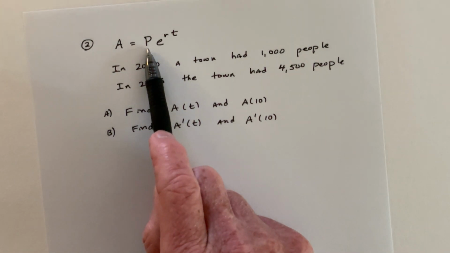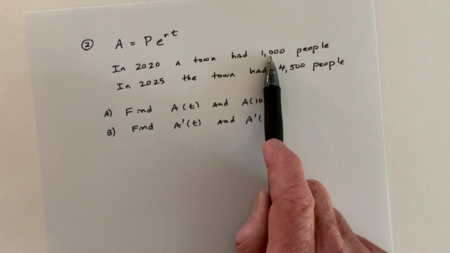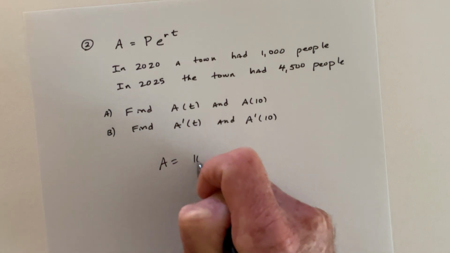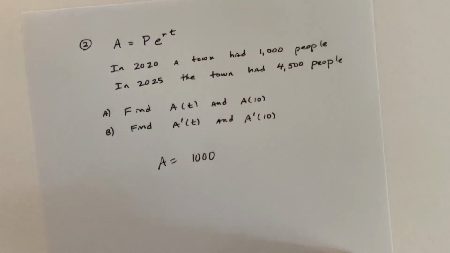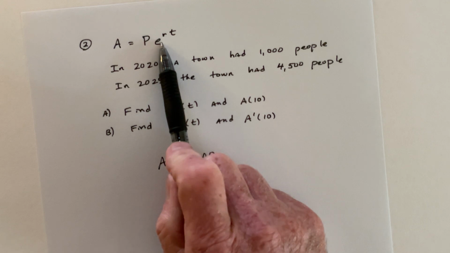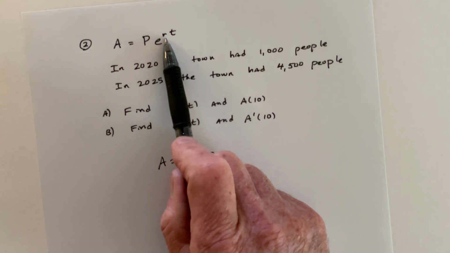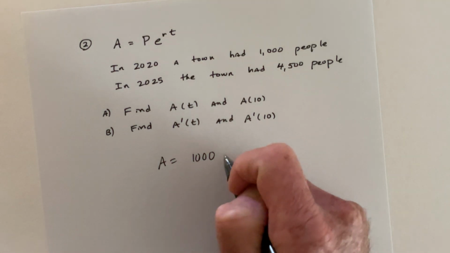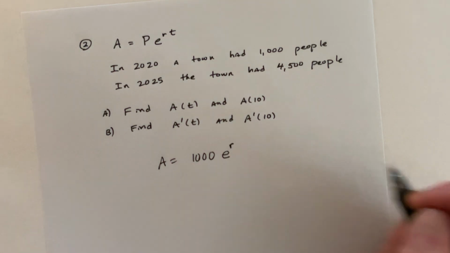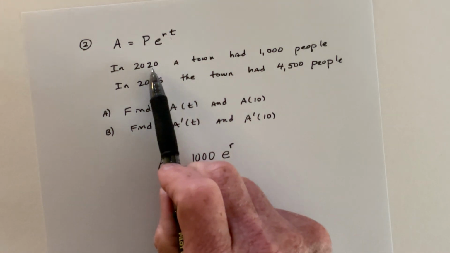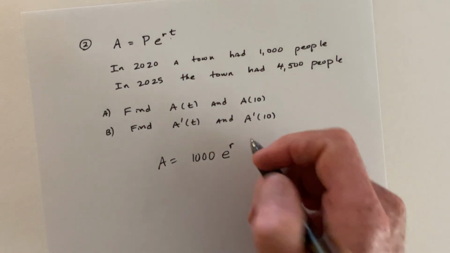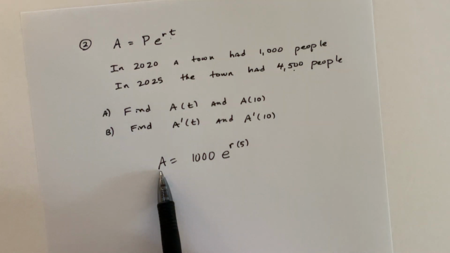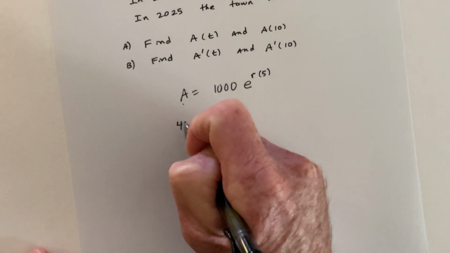And in the PERT formula, this needs to be the beginning amount. So the beginning amount was 1,000 people. So the formula is going to be A equals, the beginning amount is 1,000. And then the R would be the rate of growth, which is not given. It doesn't say it's growing by 10% or something like that. So I'm going to have to find the R myself. So I'll just put the letter R. And then T means the time. So of course, this is a gap of 5 years. And then after 5 years, the amount of people is going to be 4,500. So I need to put 4,500 in place of A.